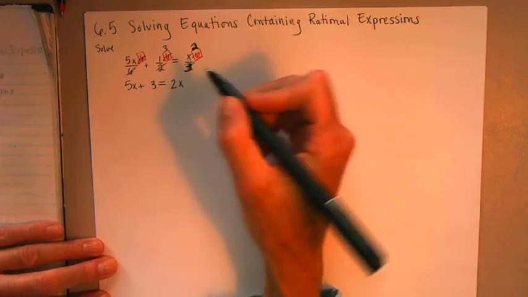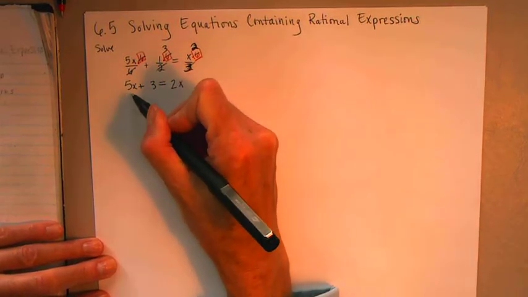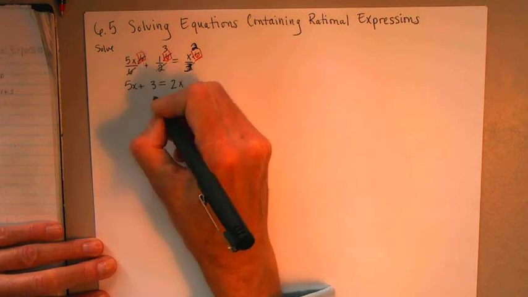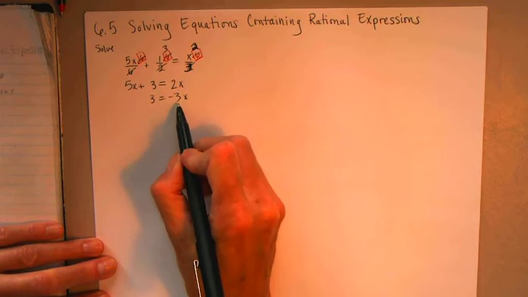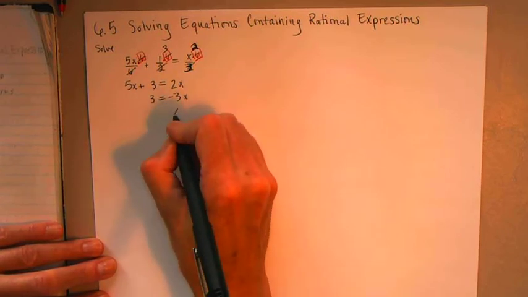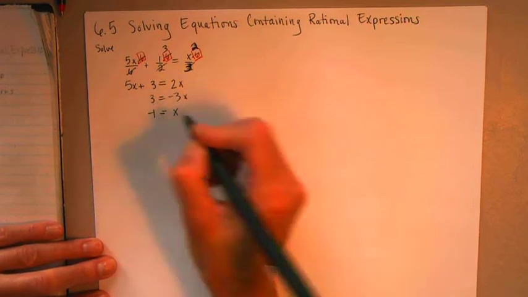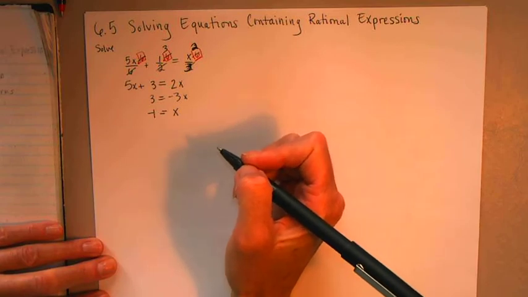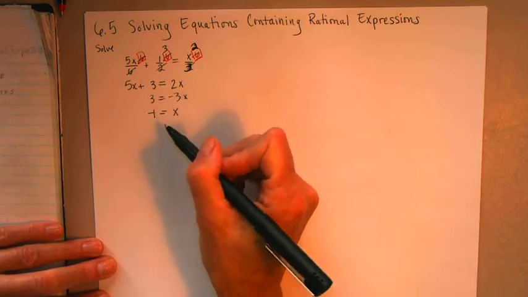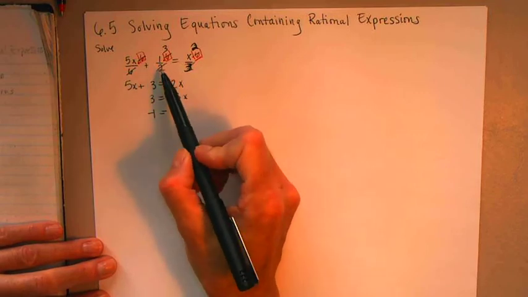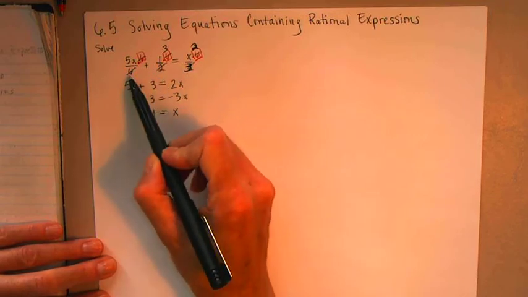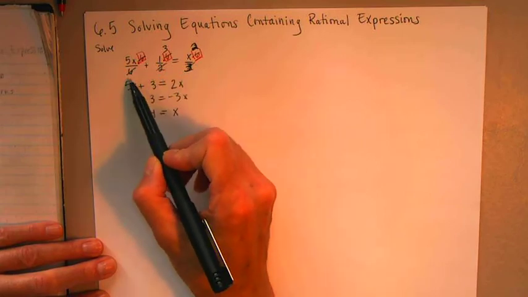And then, since I have 3 over here, I'll go ahead and subtract 5x from both sides. So if I subtract 5x, I now have negative 3x. And then we'll divide by negative 3, and we'll get negative 1. And that's your answer. You're done. The only thing that you have to worry about with rational expression equations is that if you plug negative 1 in, it won't make any denominator 0.